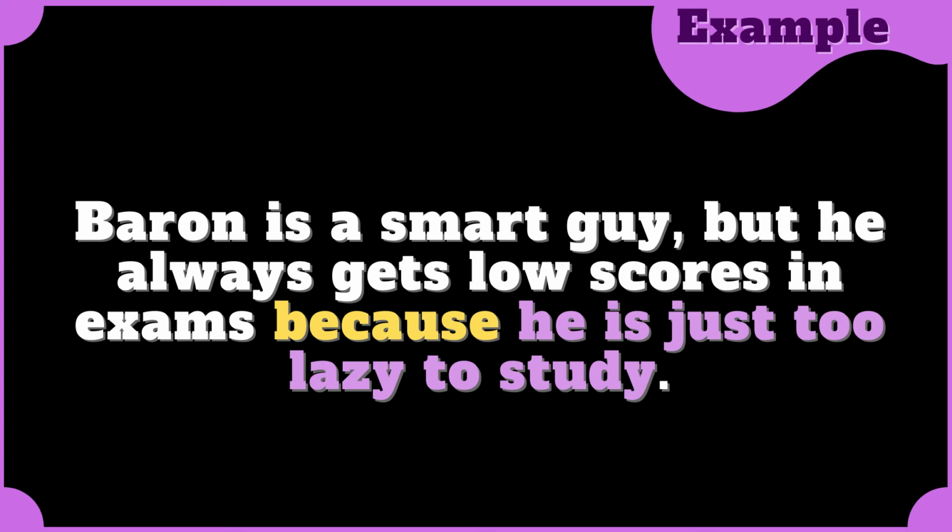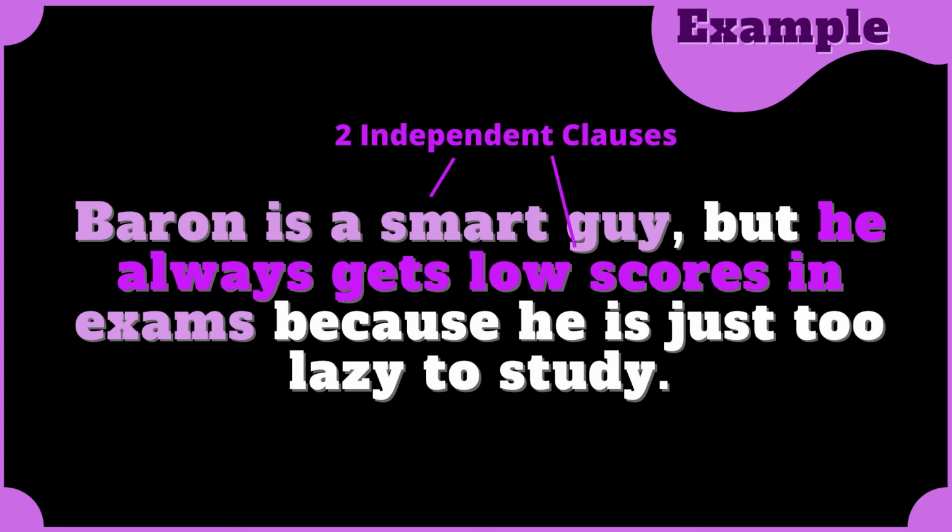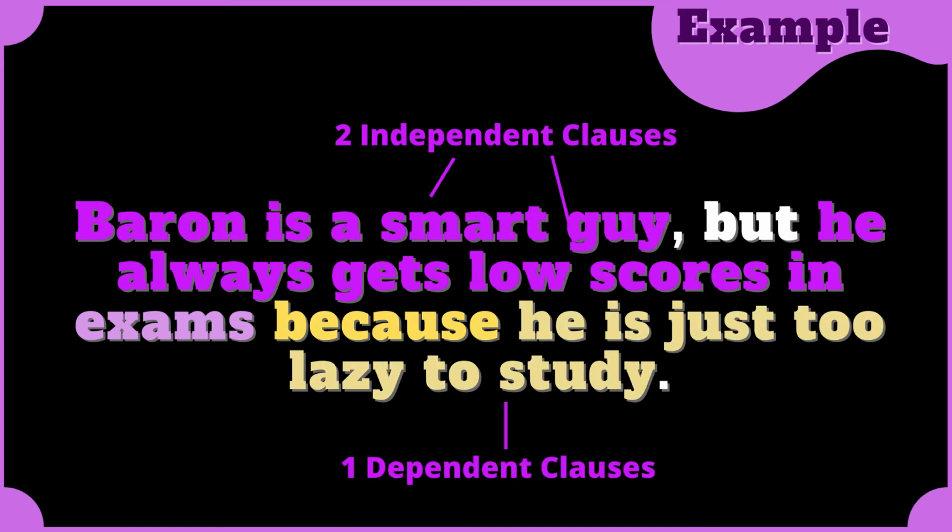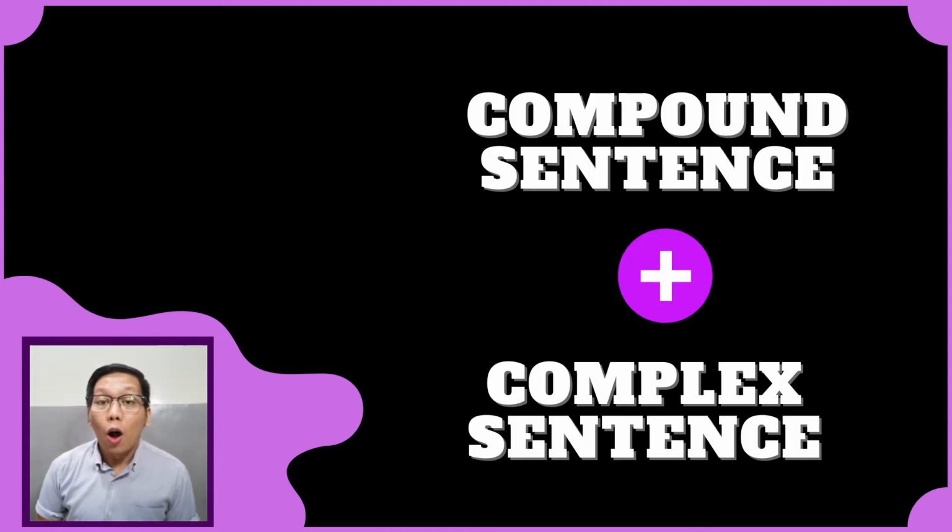From this example, we can see that the two independent clauses make up a compound sentence, while the dependent clause makes them complex. Therefore, this example is really a compound complex sentence. That's how easy you spot a compound complex sentence. All you have to see is the combination of the last two sentence structures that we discussed in class. Here is another example.